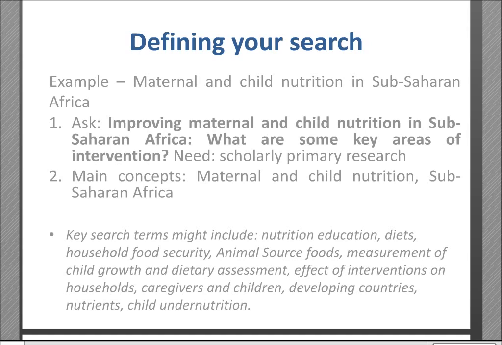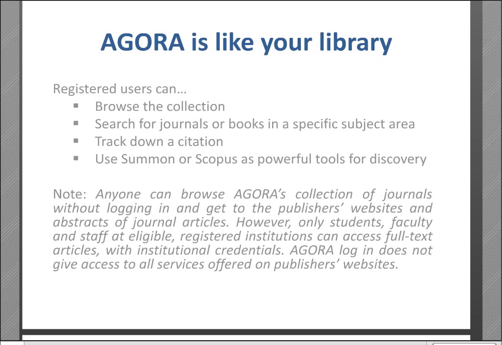Okay, so here I had an example, working on maternal and child nutrition in sub-Saharan Africa. And this could be from a researcher or policy officer question, saying what are some key areas of nutrition? And I would say, I think I need scholarly primary research, but I also might want to look at other key terms, like household food security, measurement, dietary assessments, effective interventions. So these are just some of the keywords that I might search for depending on which angle I'm taking.